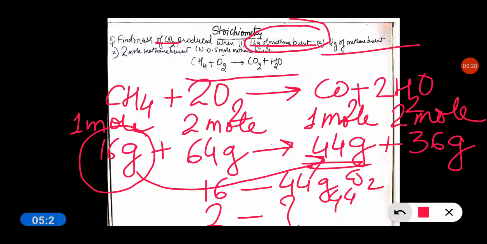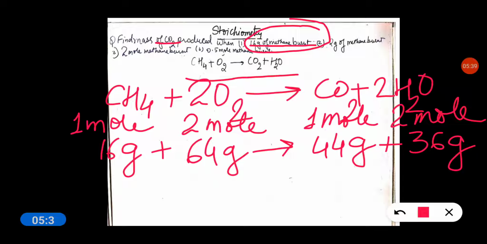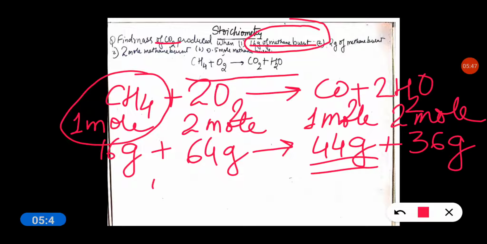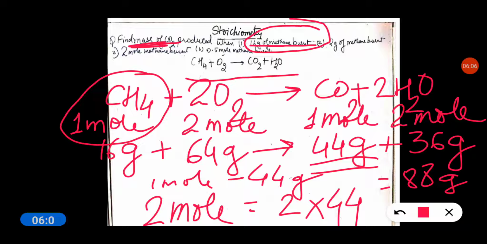In the next part, third question, when 2 moles of methane burn, how much CO2 is produced? Here you can see when 1 mole is there, then 44 gram. For 1 mole, 44 grams CO2 is produced. Why are we writing grams? Because they are asking for the mass of CO2. So 1 mole gives 44 grams, so 2 mole will give 2 into 44, that is 88 gram. Right?